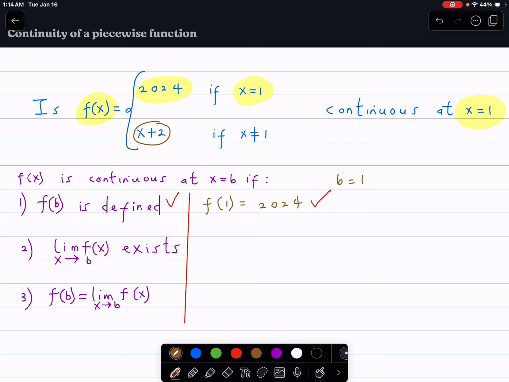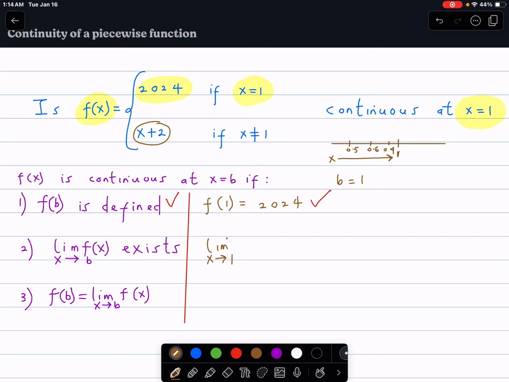The second condition says the limit as x approaches 1 of f of x. When you say x approaches 1, x, not equal to 1, is approaching 1. So let me just draw a number line here, and then I have 1. When you say x approaching 1, you have maybe your x somewhere here approaching 1, not exactly equal to 1. So your x can be maybe 0.5, 0.6, going to 0.9, not exactly equal to 1, but approaching 1.